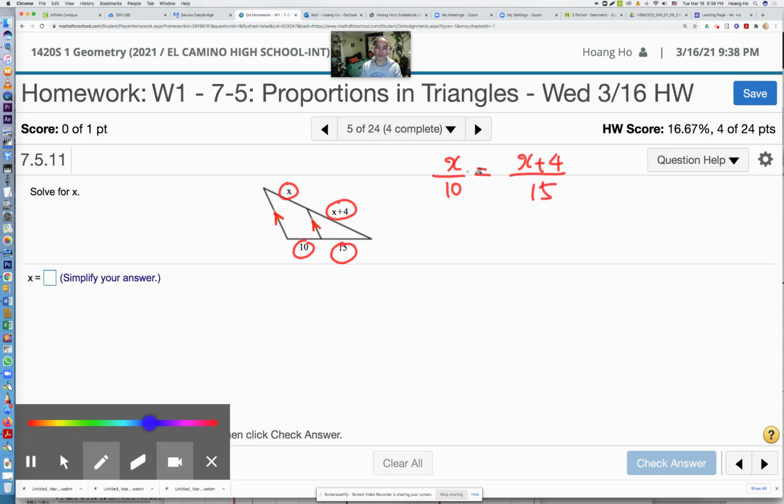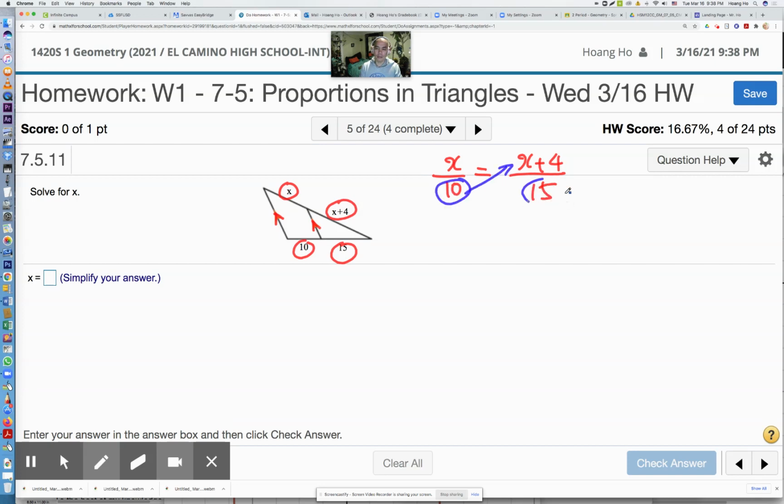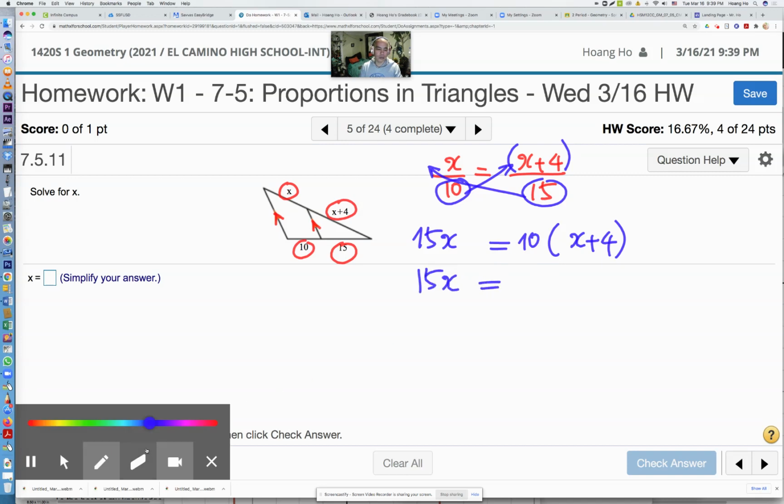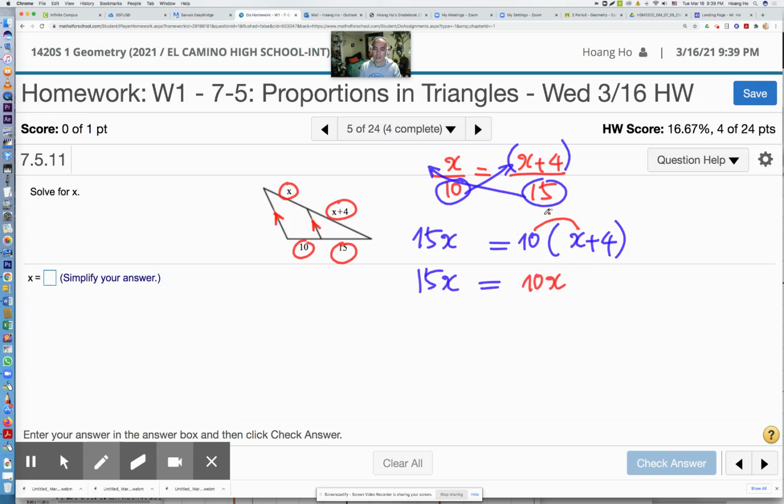So you want to solve for x. You don't want 10 and 15 in the denominator. So I will cross multiply. Okay. So now I have 15 times x and then 10 times x plus 4. Make sure you put in parentheses. Okay. So now on the right side, I do distribution. 10 times x, 10x. 10 times 4, 40.